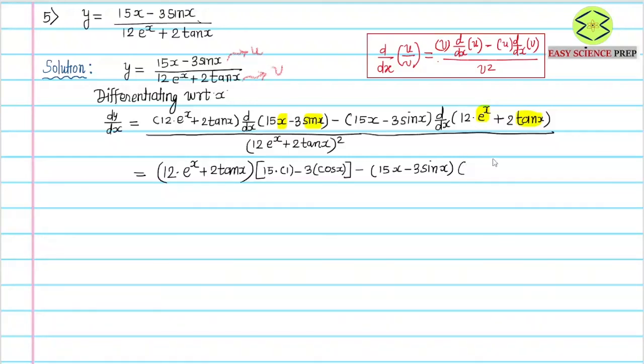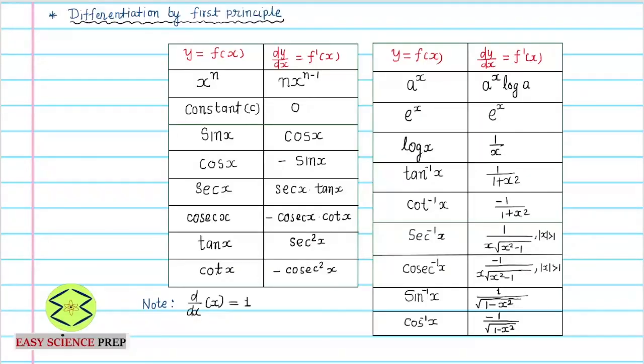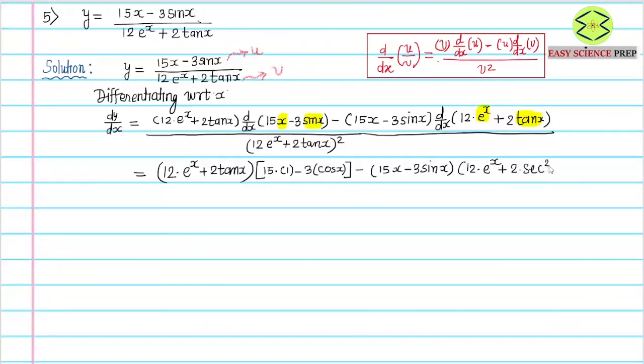Here also, 12 is a constant times e raised to x. So the derivative of e raised to x is the same as e raised to x, and plus 2 times the derivative of tan x. If you look here again, the derivative of tan x is secant square x. Okay. So one by one each term will get differentiated. Now in the denominator we don't have any differentiation term, so we will keep the denominator as it is, (12 e raised to x plus 2 tan x) the whole square.